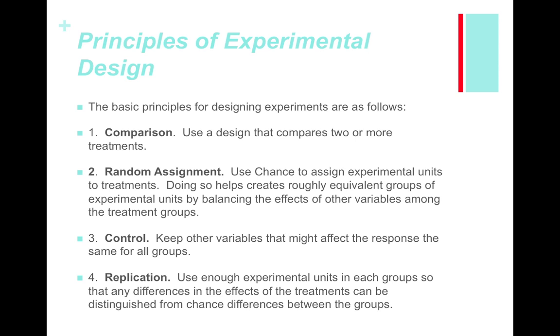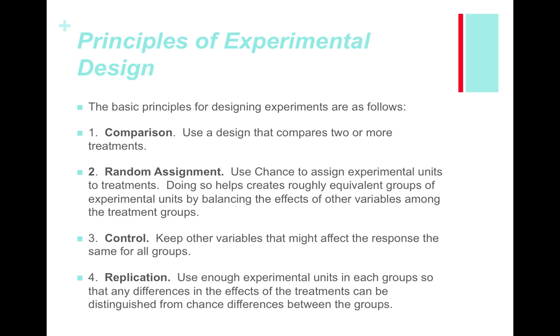So you always want to control for anything else that could be a lurking variable, right? So you always want to control what you can. If you can't control it, then you randomly assign it, okay? And then finally, you're always going to want to replicate.